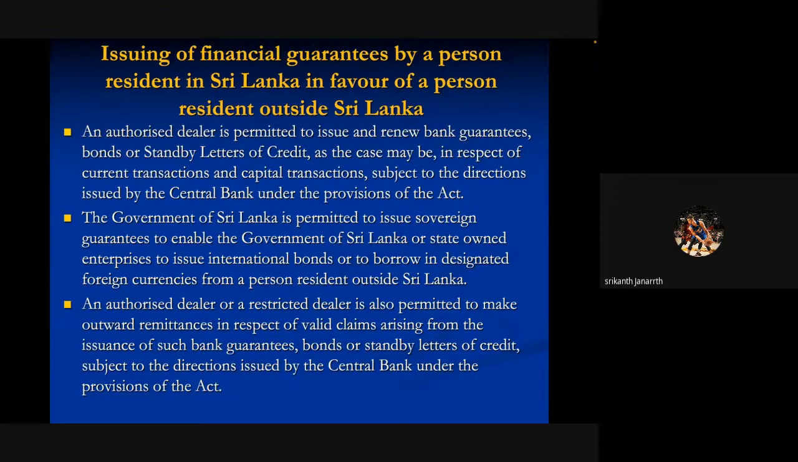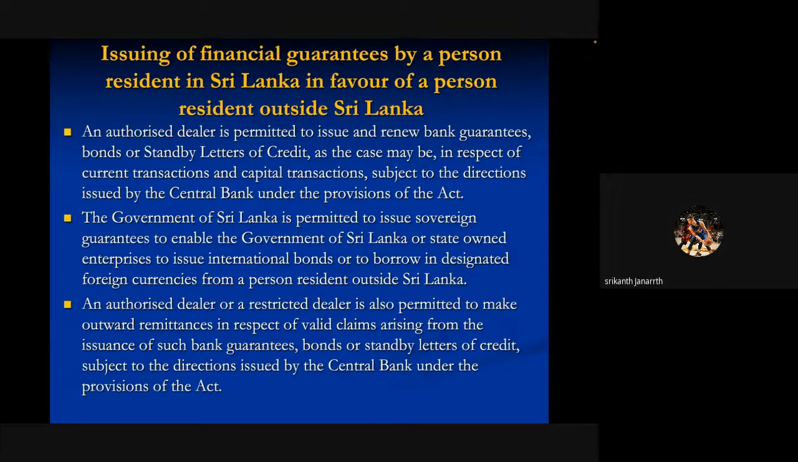So an authorized dealer is permitted to issue or renew a bank guarantee, bond, or standby letter of credit, as the case may be, in respect of current transactions. This is a current transaction. Accessories, motor spare parts, all are current transactions, right? Importing goods is a current transaction, and it can include capital transactions, subject to directions issued by the central bank. So these are permitted. If spare parts are bought by Demo from their parent company, Benz Germany, they have to issue a guarantee favoring Benz for the supply of accessories or all the spare parts. That is possible.